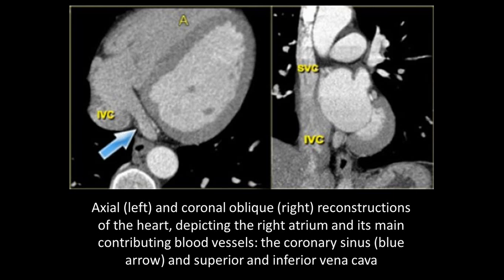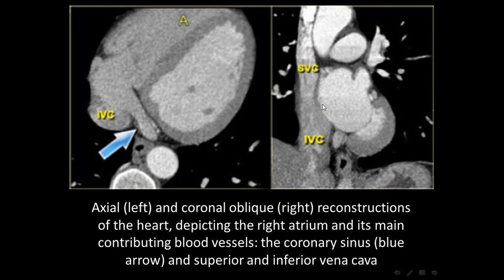Let's have a look at the right atrium here. This is an axial view and this is a coronal oblique view. So here we can see the right atrium, which is here. This is the IVC and this is the coronary sinus.